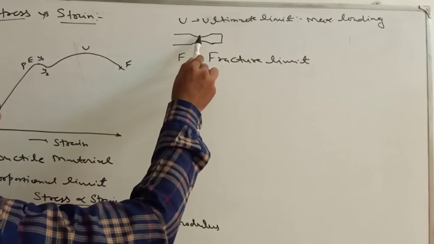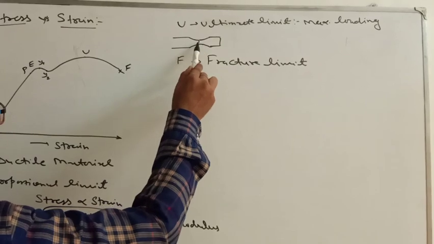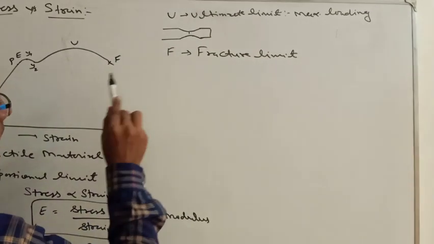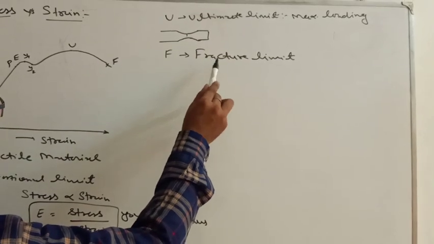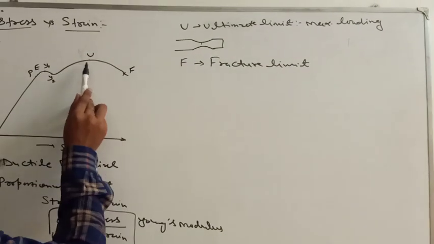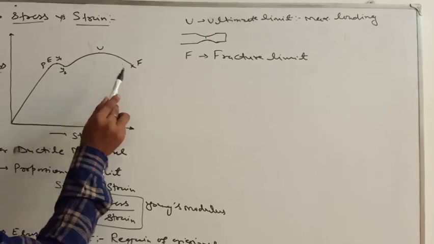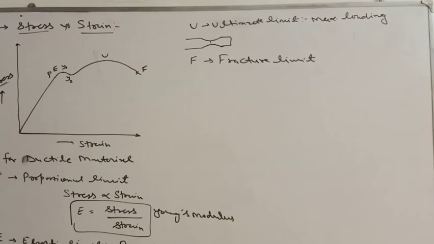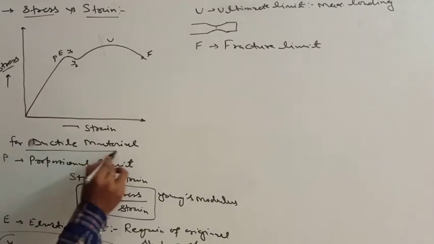That's why the strength is reduced at this point, and if there is a further change in this loading, then there may be a failure of the material below this ultimate limit. This is our fracture limit. So this is complete about the stress strain diagram for our ductile material.